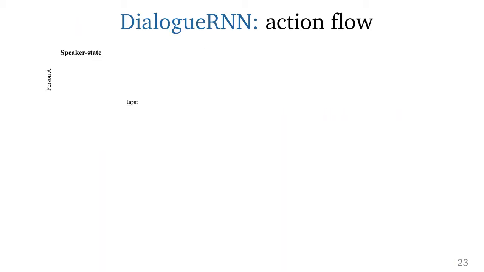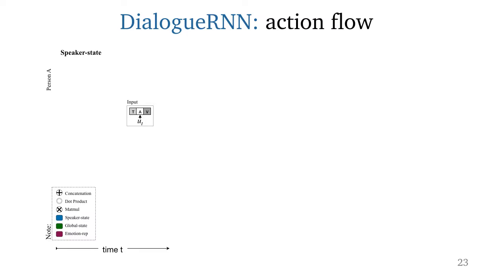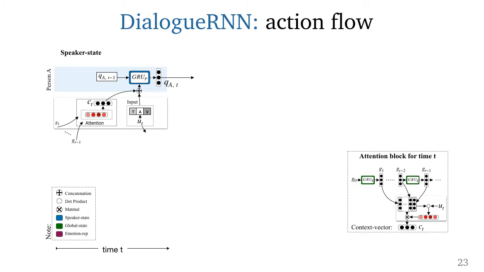So visually, we can see it like that. At time t, you have this input. You calculate the speaker state based on the previous speaker state and attention over the global GRU. The global GRU connects between the speaker states. Using this, you get the speaker state at the present time. Then from there you classify, you get the emotion label. Now you use this state to update this GRU. So you get G t, and you update this state.